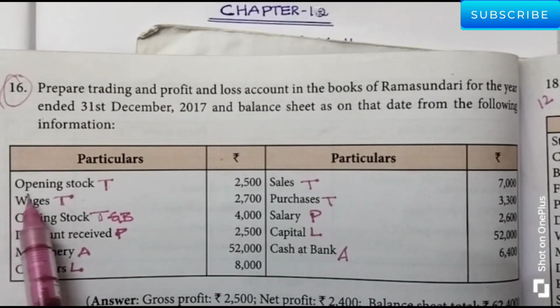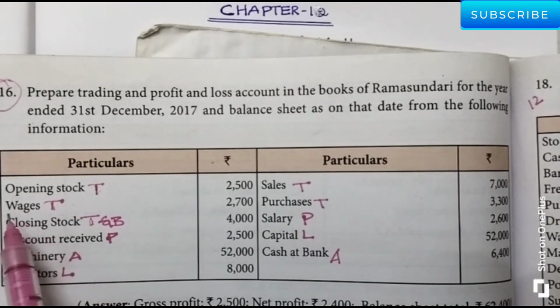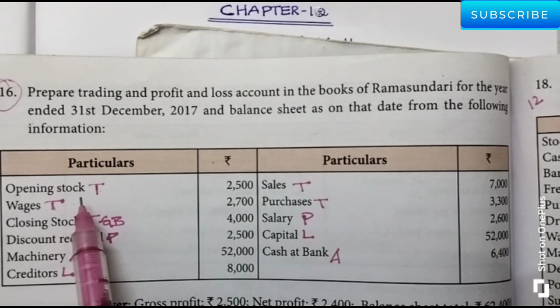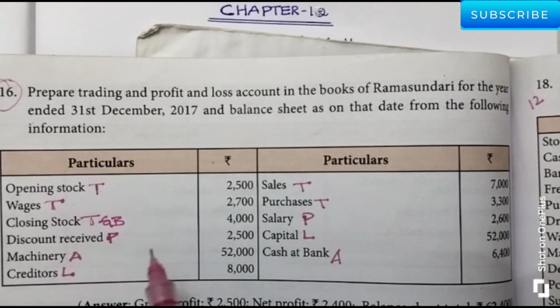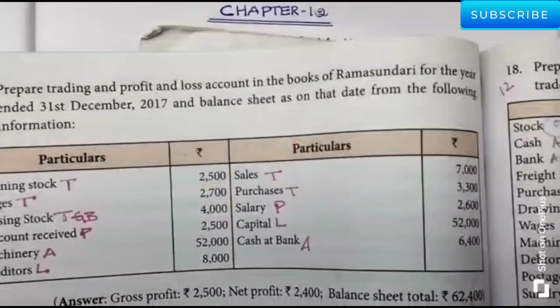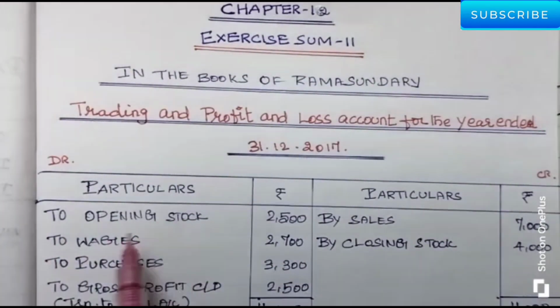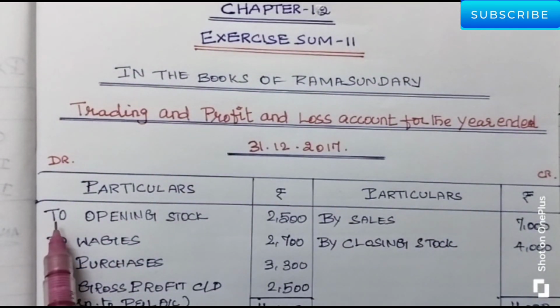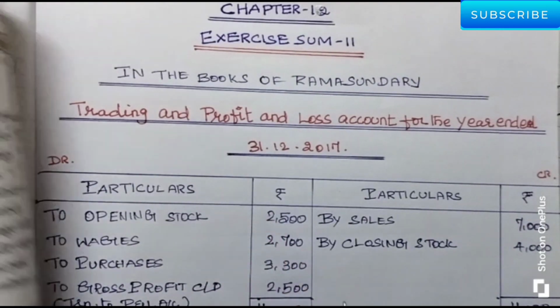Okay, opening stock. As per the format of the trading account, we always start from opening stock on the debit side of the trading account. So opening stock rupees 2500, we have to enter on the debit side of the trading account. You always start with the word 'To'. So, to opening stock 2500 entered.